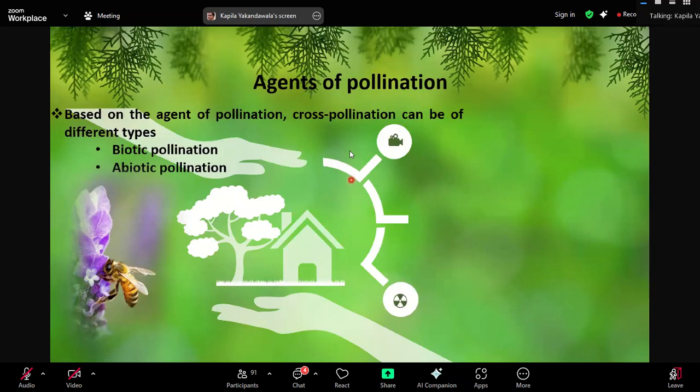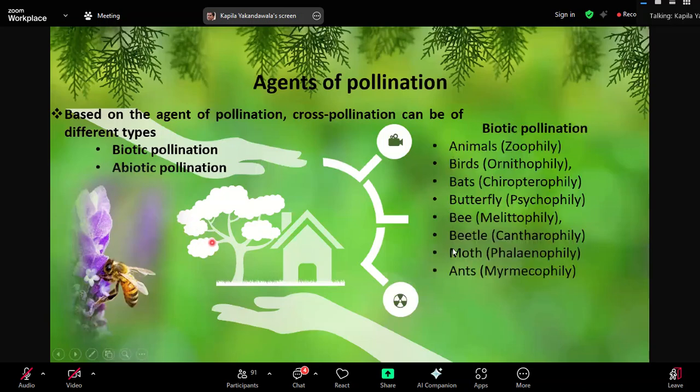Right. Then let's quickly look at agents of pollination. Pollination can be caused by two factors. Biotic factors, then we call it biotic pollination. Abiotic factors, dead, non-living factors, we call abiotic pollination.